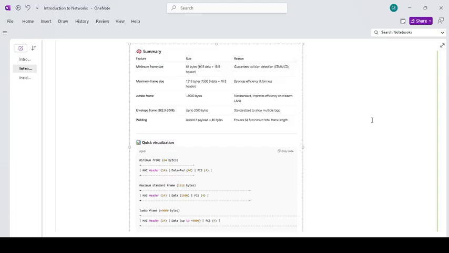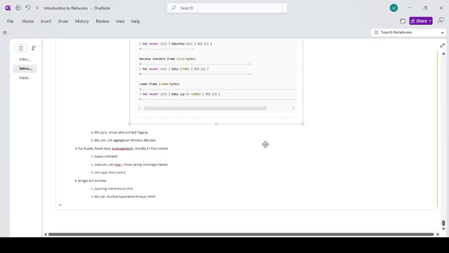Envelope frames, 802.3 2008, up to 2000 bytes, standardized to allow multiple tags. Padding is added if the payload is less than 46 bytes, to ensure the 64 byte minimum total frame length.